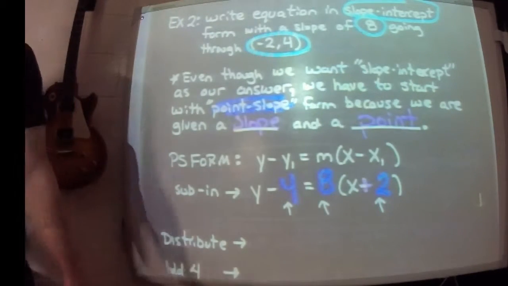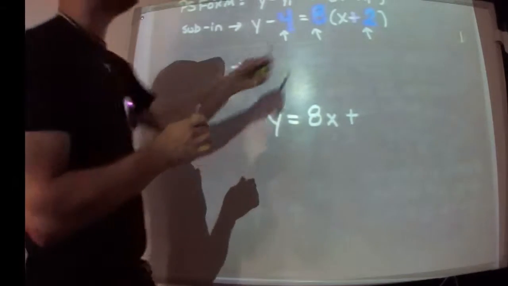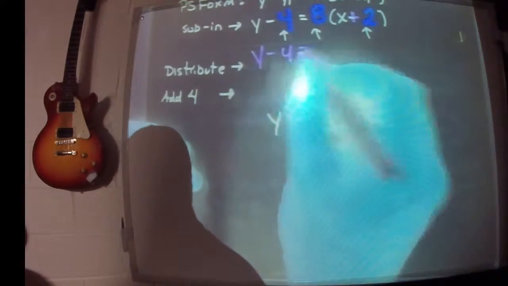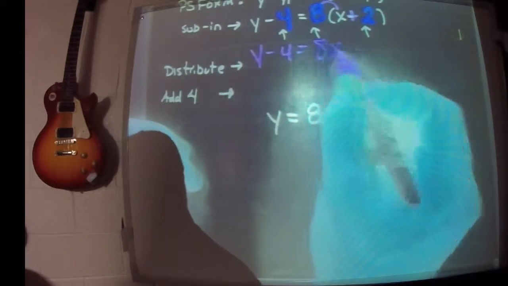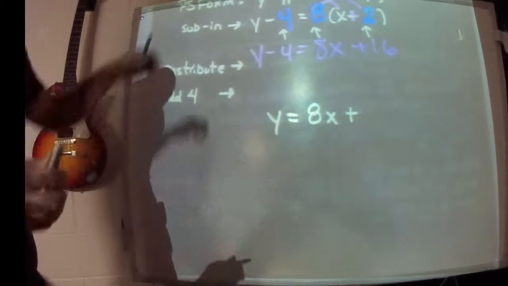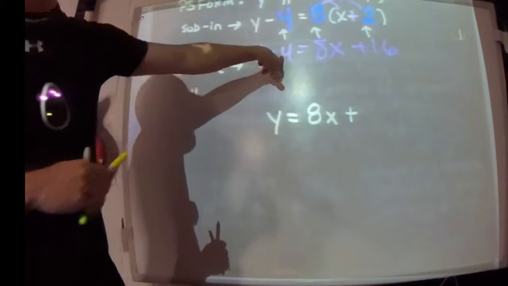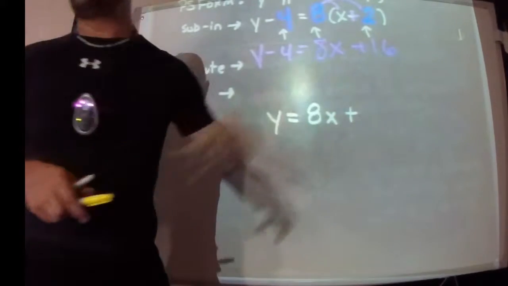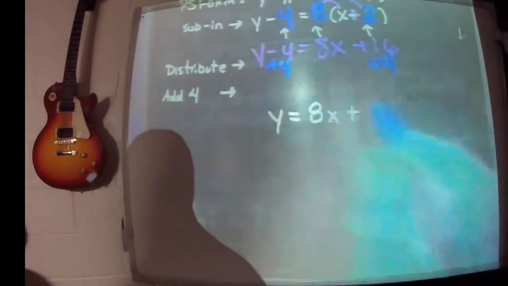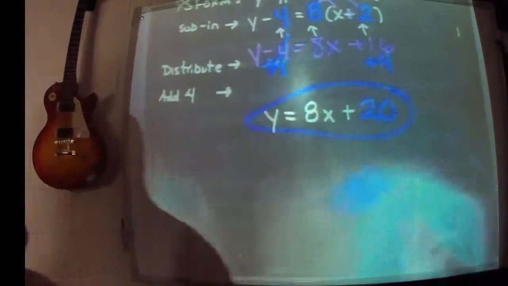To get to slope intercept form, you're always 2 steps away. Distribute first. So y minus 4 equals 8x plus 16. So to get from point slope form to slope intercept form, distribute first, move this piece over next, so add 4 over there. So plus 4, and you are done. That crosses out, and y now equals 8x plus 20.